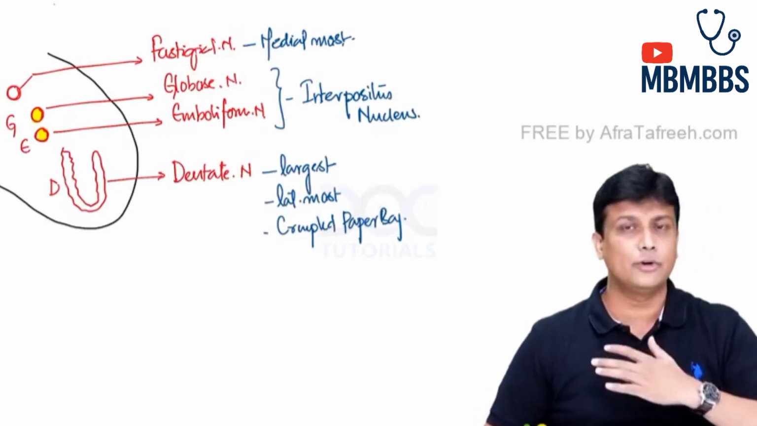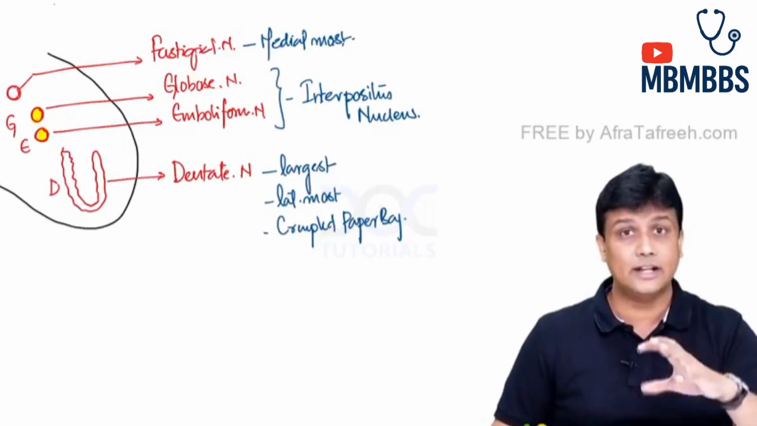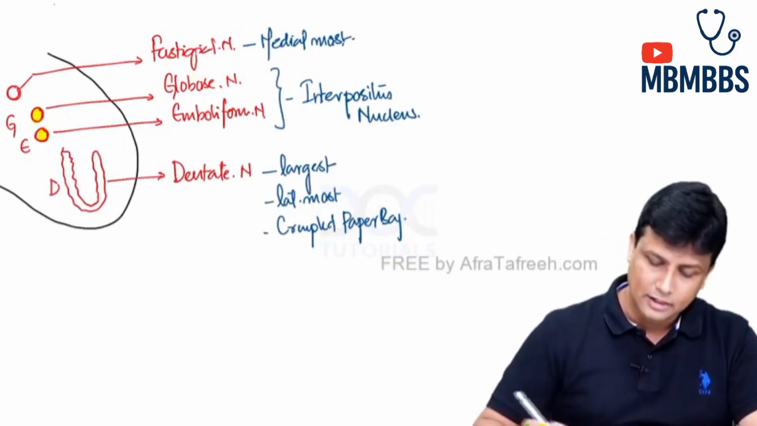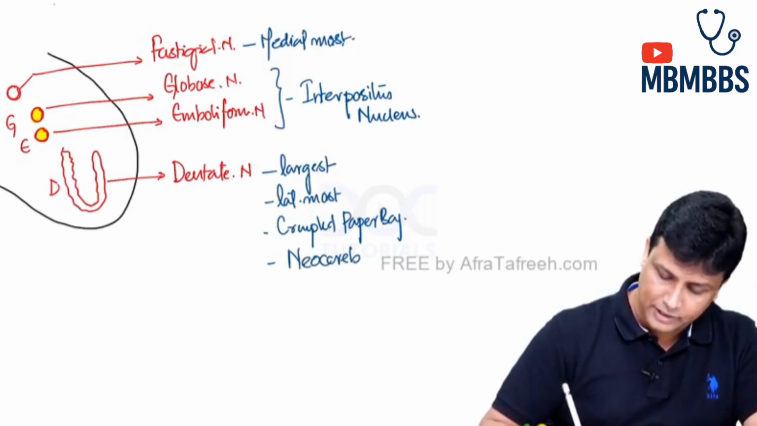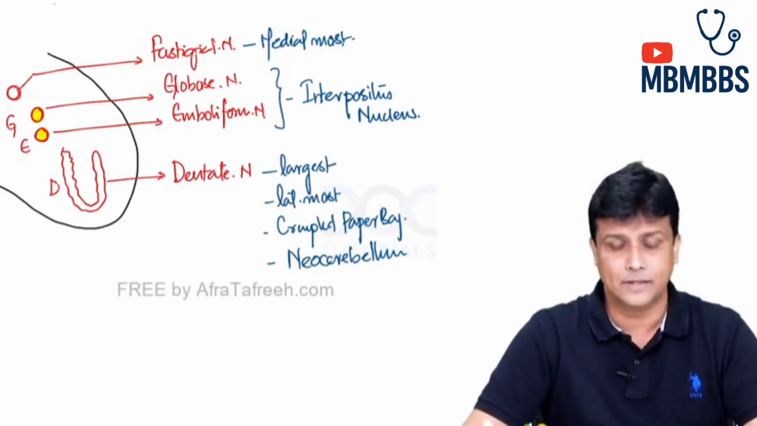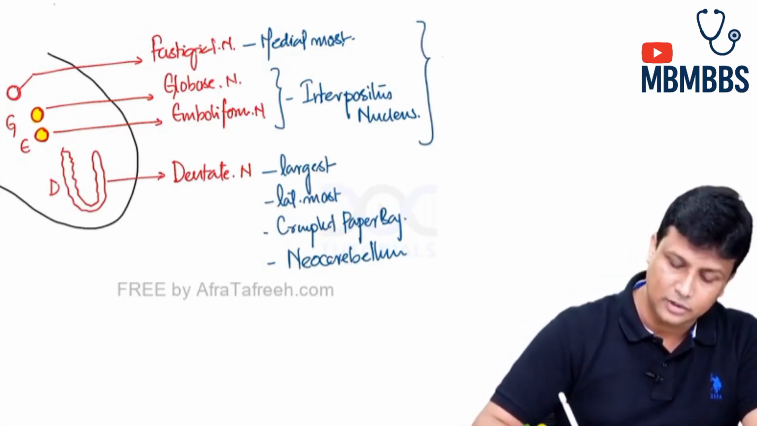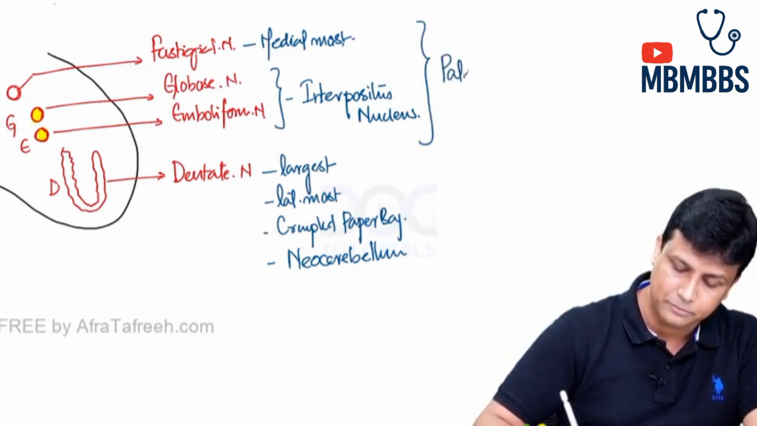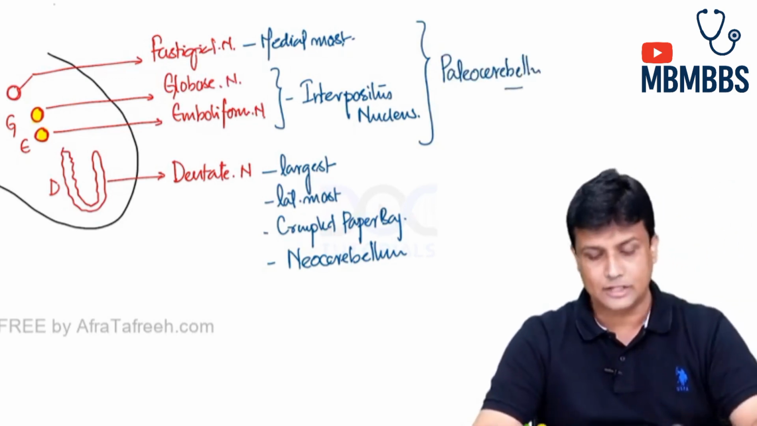Now, let me add one more point here. Out of all the 4 nuclei, which is the only nucleus which belongs to neocerebellum, the recent, the advanced one? Remember, dentate nucleus is the only nucleus of neocerebellum. And apart from that, all the remaining 3 will be the nuclei of paleocerebellum.